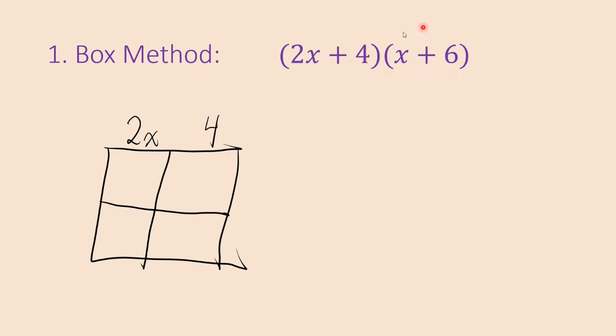Let's look at the second polynomial. I have x and I have 6. So it's going to be x and 6. All right, so what do you think I'm going to do now that I have this set up? Like in this box right here, I see that I have 6 and I have 4.